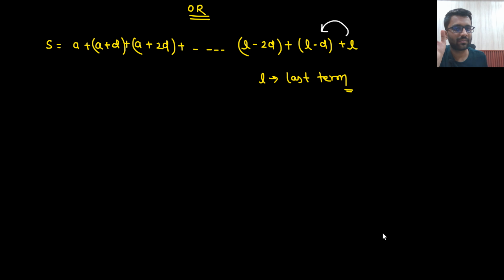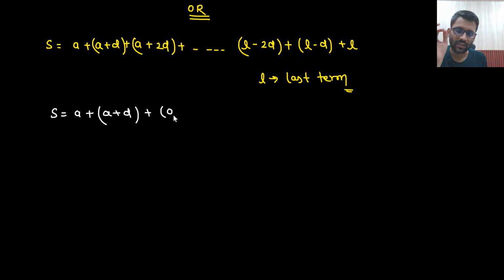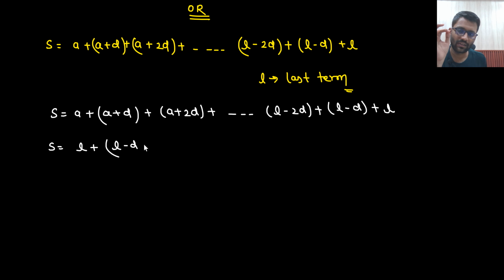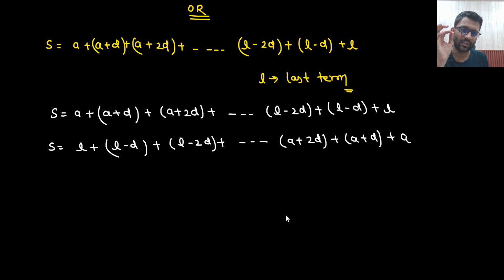So what will be my second last term? L minus d. And what will be my third last term? L minus 2d. Say yes or no? So basically I need to add a plus d plus a plus 2d, in this manner, L minus 2d, L minus d, plus L. Then I need to start from back. So this will be L, L minus d plus L minus 2d, and what this would be? A plus 2d, right? This would be a plus d, and this would be a. So just add them up, add both of the equations.